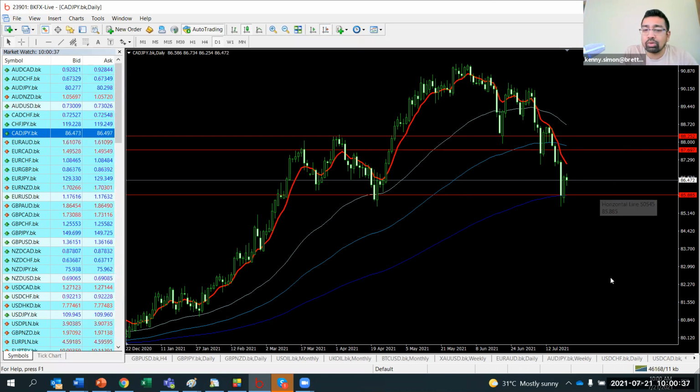Once it breaks that out, then you will see that potential 500 plus pip drop, but of course not a straight line drop. It's got its correction and various other things, but the potential is there for that much of a pip, but it needs to go on and make that handle first. Then it will complete the formation of this inverted cup and handle pattern. Okay, that is for CADJPY.